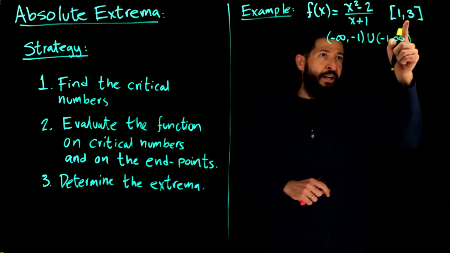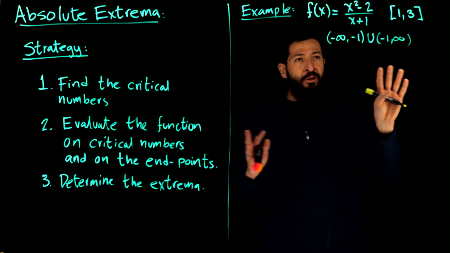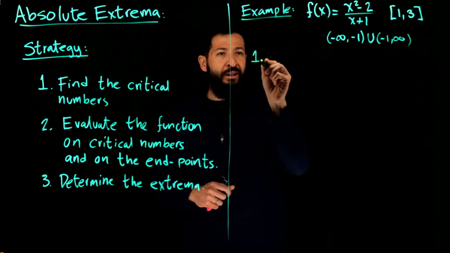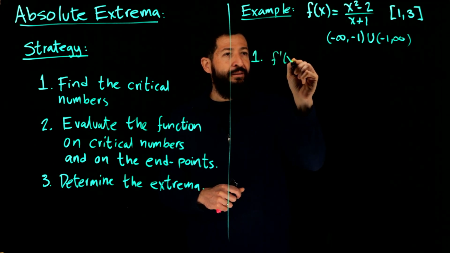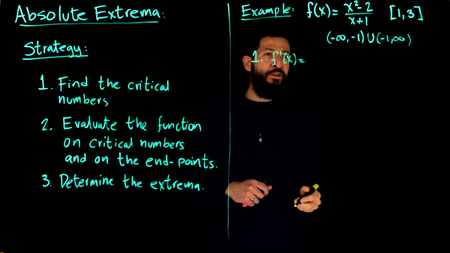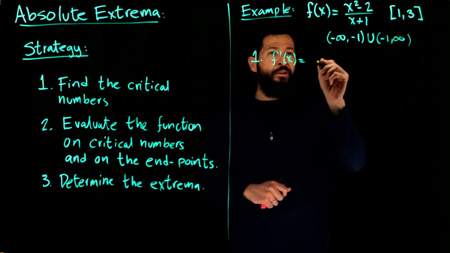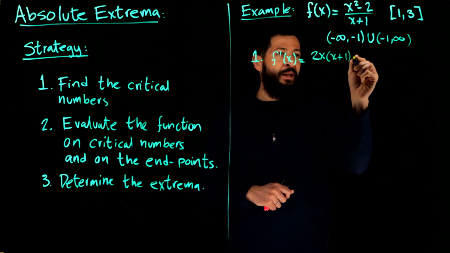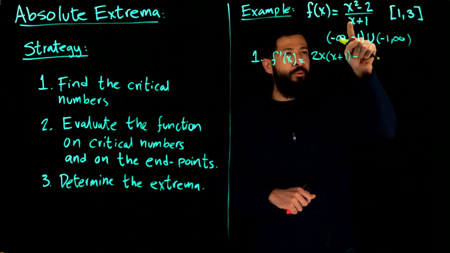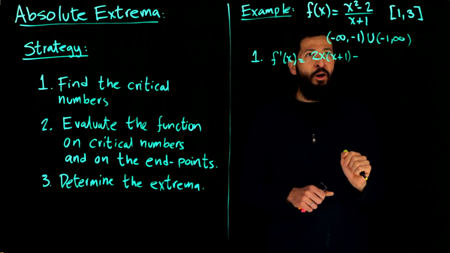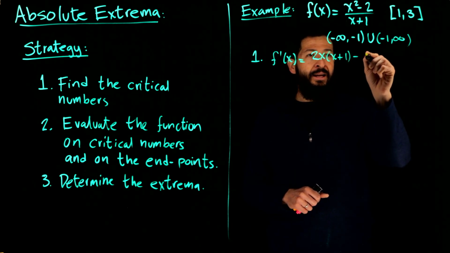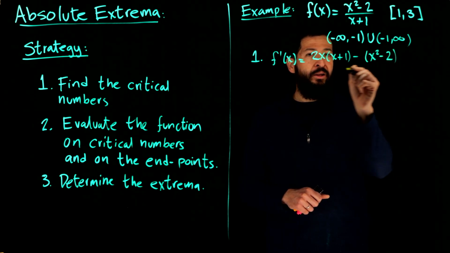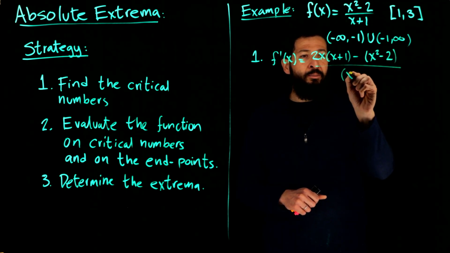So our interval is contained in the domain, so I don't have any problem there. I just have to then find my critical numbers as my step 1. Find the derivative. This is a quotient, so we do the quotient rule. Derivative of the numerator, 2x, times the denominator, minus the derivative of the denominator, which is 1, times the numerator, which is x squared minus 2, all over the denominator squared.